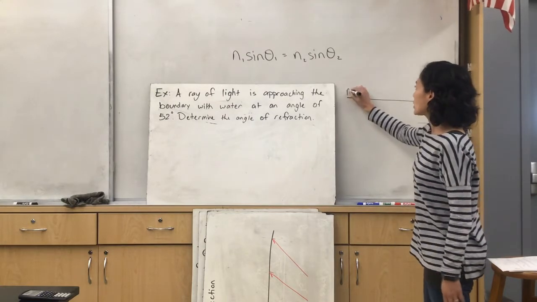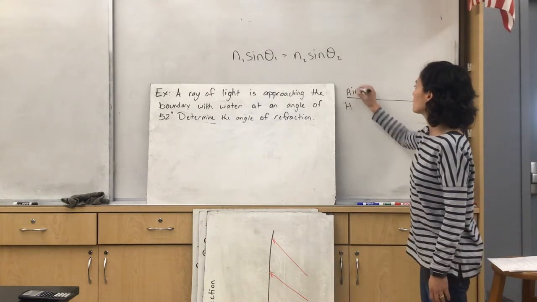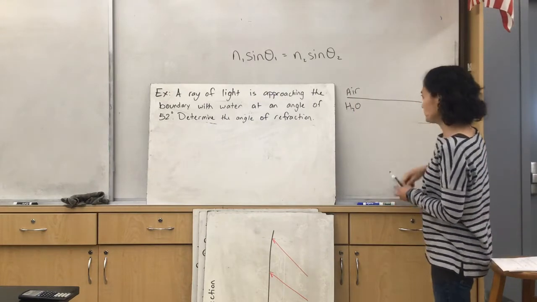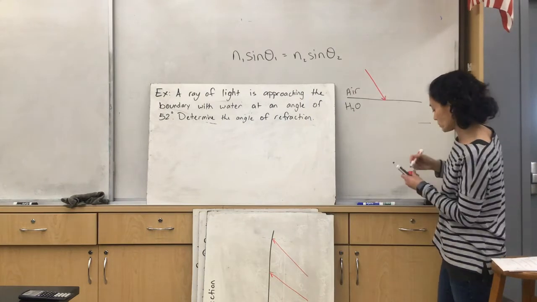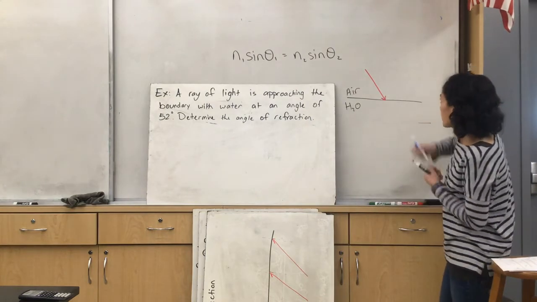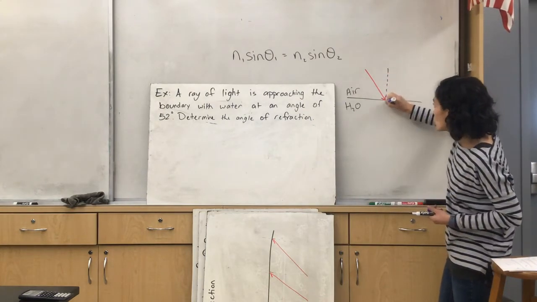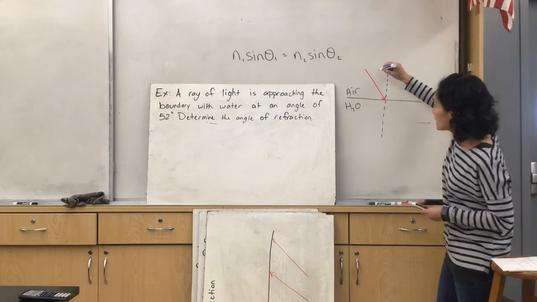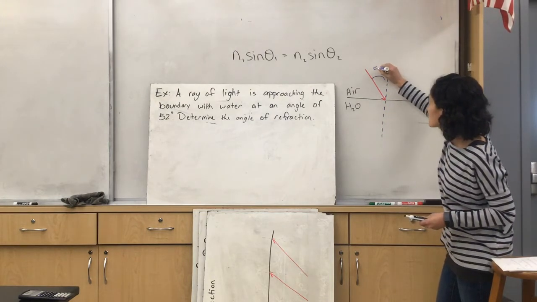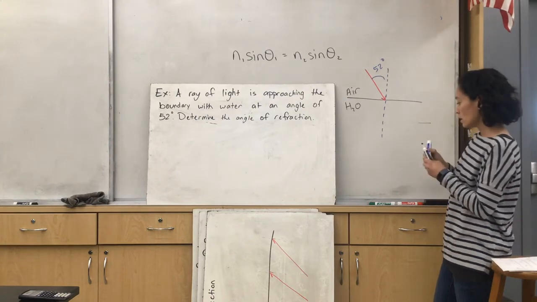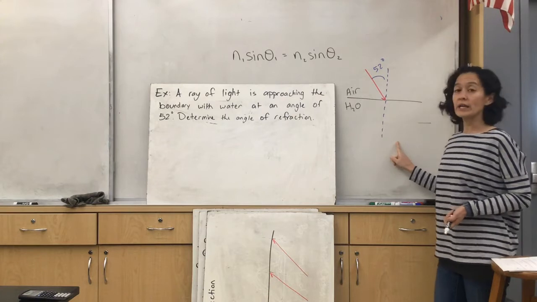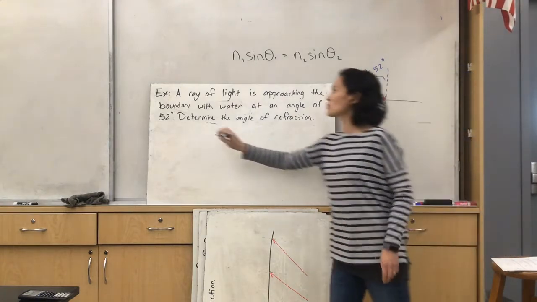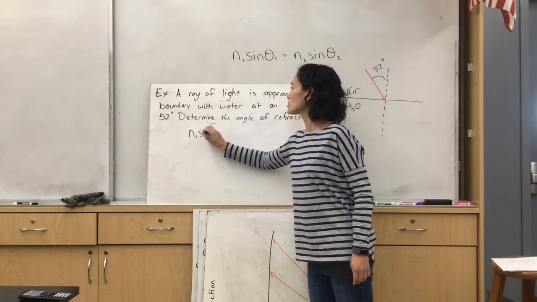So here I have air, here I have water, here's my light ray, and that angle is measured with respect to the normal. So this right here is 52 degrees. And my question is, what is the angle at which it is going into the water? It's pretty straightforward, just plugging in using Snell's Law.